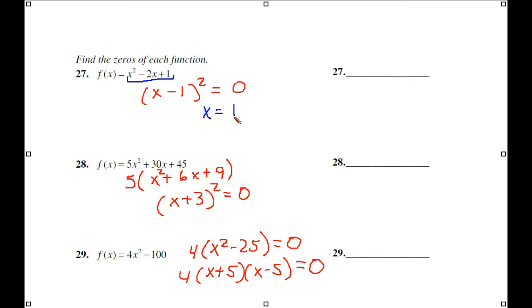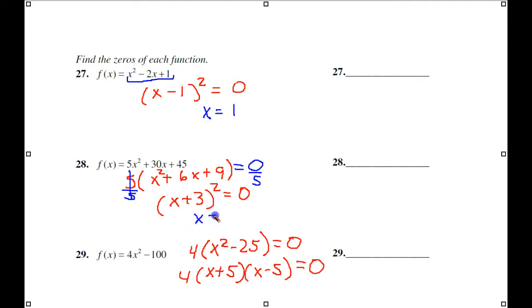Now, x equals 1 is 2 answers. When it's repeated, we only write it once. And here we have to factor out the 5. And we get a perfect square trinomial. Now, you might say, well, what happens to the 5? Well, we just divide both sides by 5. And these 5s just cancel out. So we end up with this. And that's a perfect square trinomial that becomes this when we factor it.